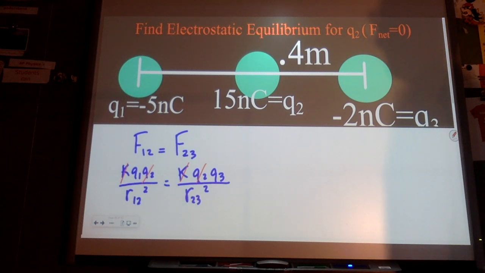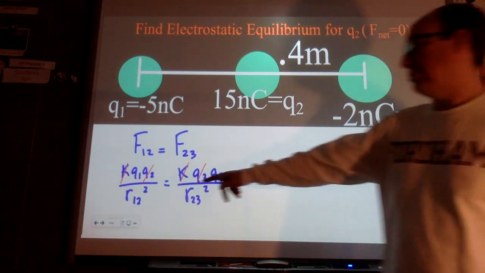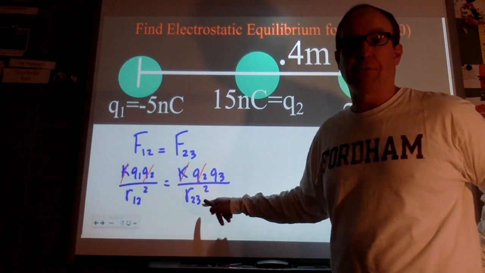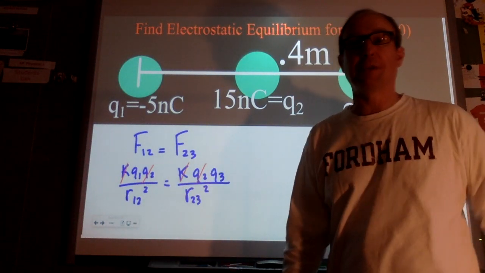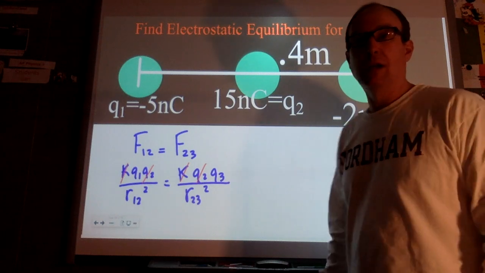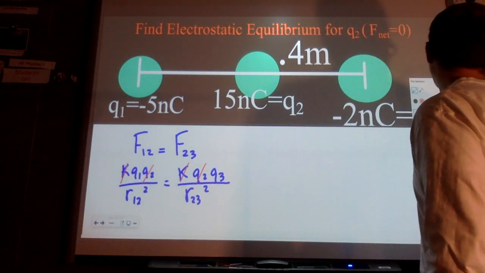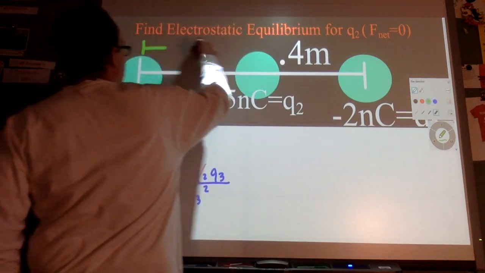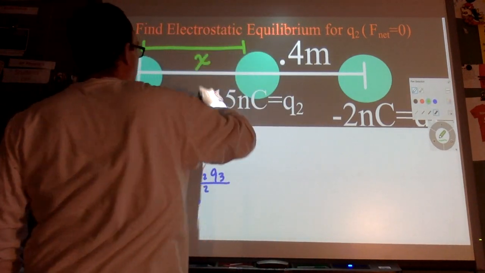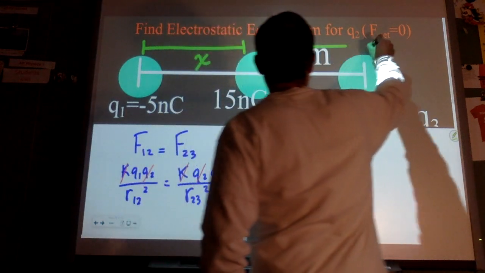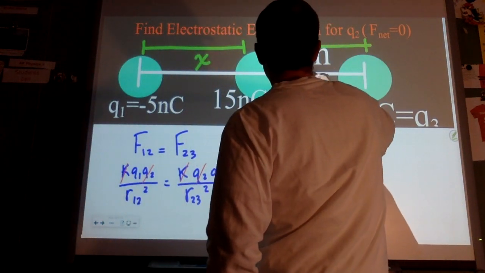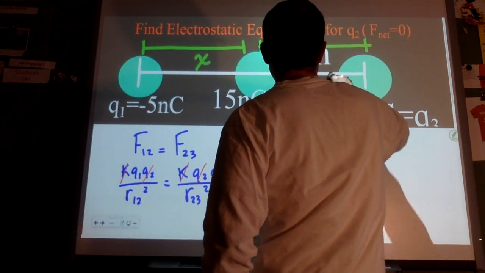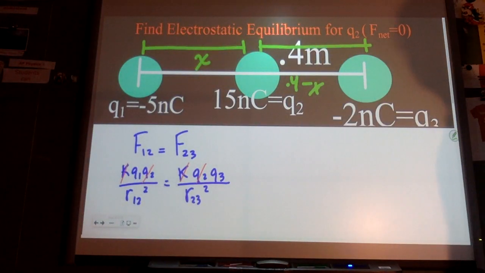The next thing is, I don't know what R12 is. I don't know what R23 is, but I know that R12 plus R23 is 0.4. So what do I have to do? I need to make one of the distances x and one of the distances 0.4 minus x.